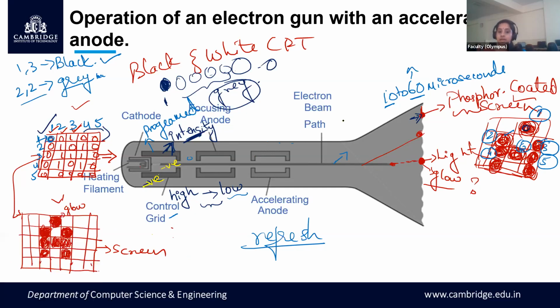But how is the electron beam controlled? Based on the electron beam, the color actually changes. But who helps to change the intensity or change the beam color? With the help of a control grid.